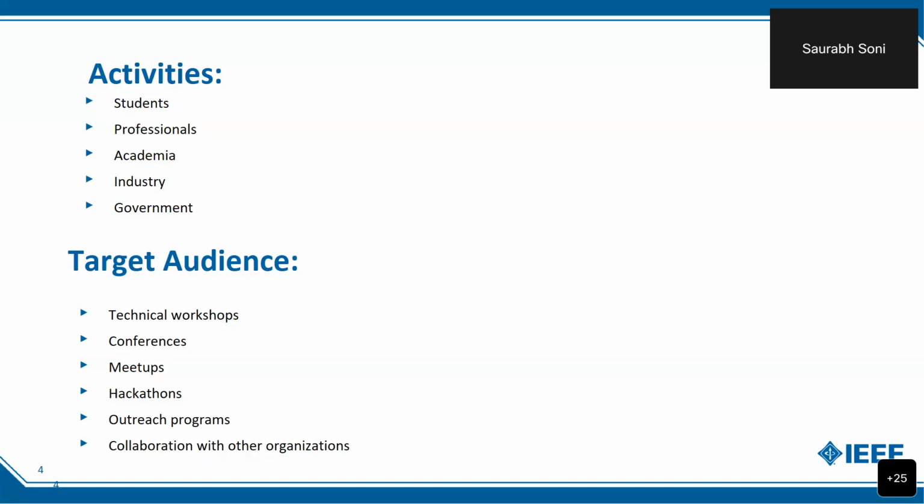How to link all this in one group? If you want to link everyone, we need to set up some activities that will make them aware of the thing. So these are some activities that we plan, such as technical workshops. The technical workshops can be anything. It can be a brainstorming workshop, any problem solving workshop, and conferences. We can have a regular meetup, we can have a hackathon, outreach programs, and collaboration with other organizations.